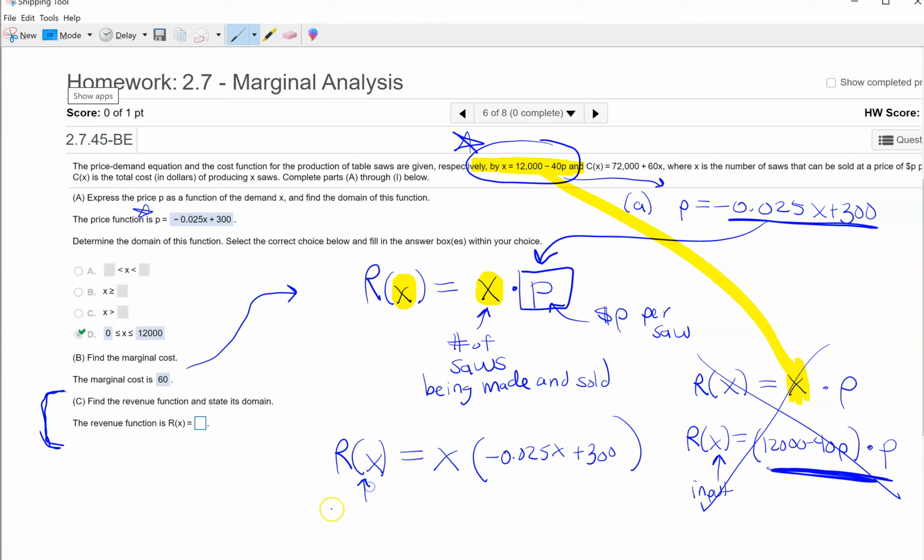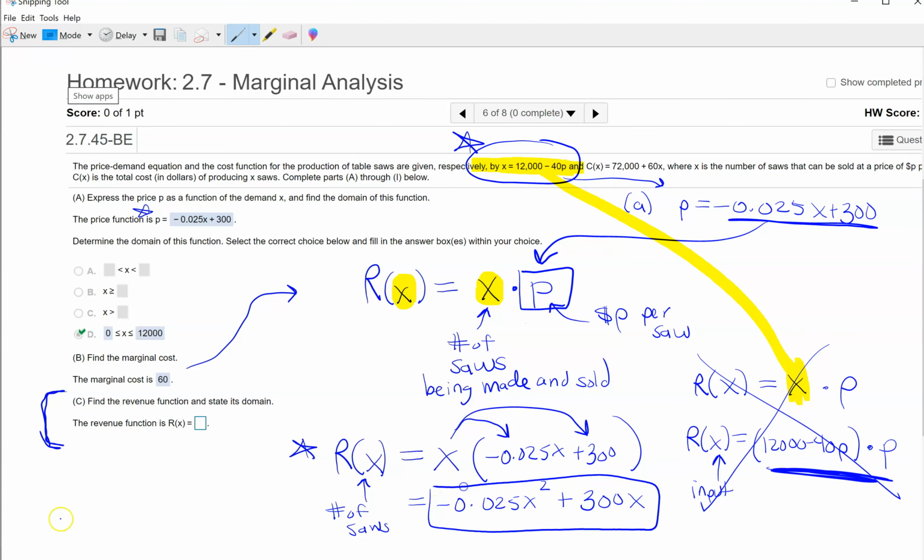But now if I input my number of saws here, my function rule has X's in it. So I have numbers of saws in my rule. I'm inputting number of saws. It all works out. So this is my revenue function. I can leave it as is, but it's probably more helpful to go ahead and distribute that X to both terms of that binomial. And then we'll be set up to find marginal revenue really easily just using our power rule. So I'm going to go ahead and type this in as my revenue function.